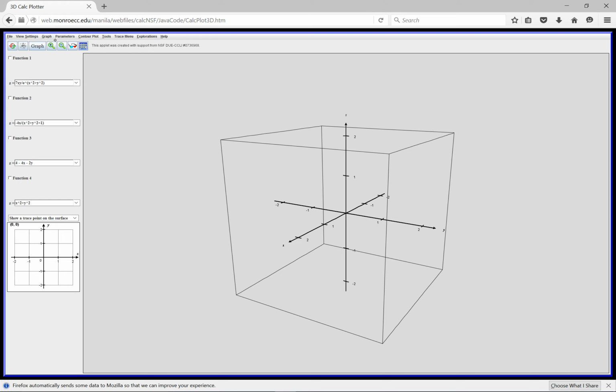Now, what I'm going to do is go to graphs like I showed you last night, add a vector, and the vectors that I'm going to add are the original vectors that I had, which were, I forget, so I'm going to minimize this a skosh.